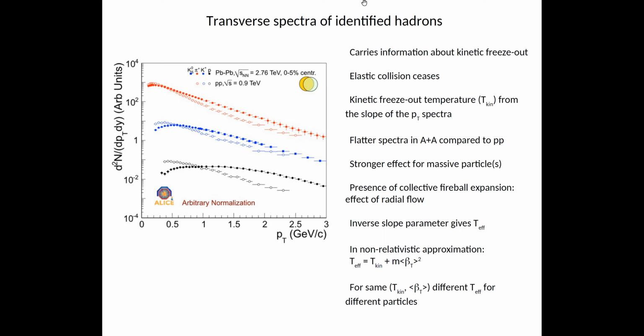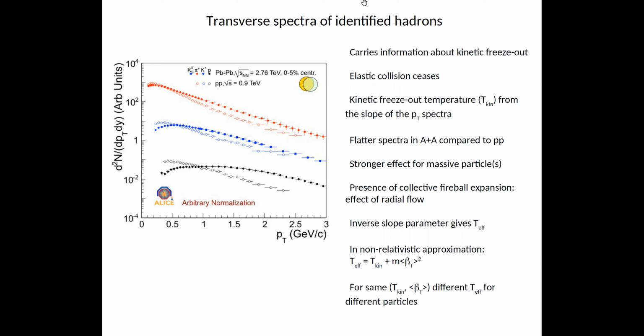The kinetic freeze out temperature is basically extracted from the slope of the pT spectrum, and it has been seen that if there is thermalization, then your pT spectra or mT spectra will have the form e to the power minus mT by T, the Boltzmann distribution. However, the T here, the inverse slope of the pT or mT spectra, is not the actual temperature of the medium.